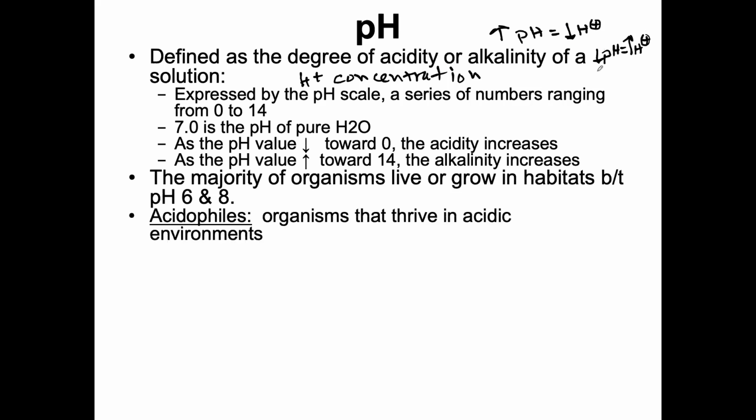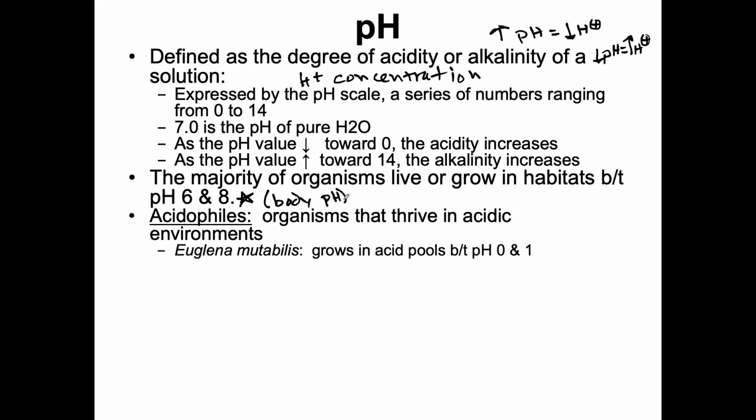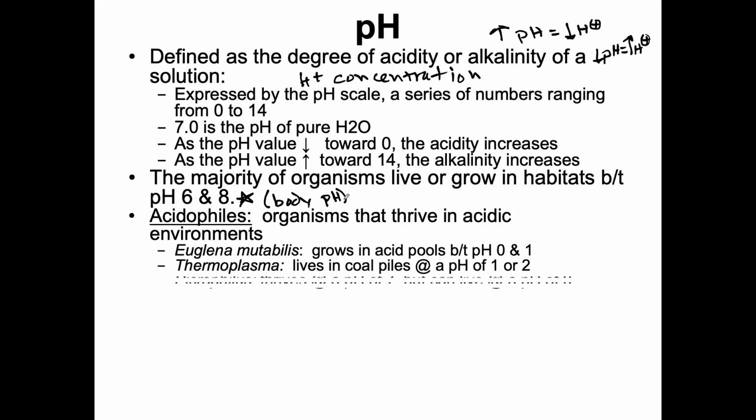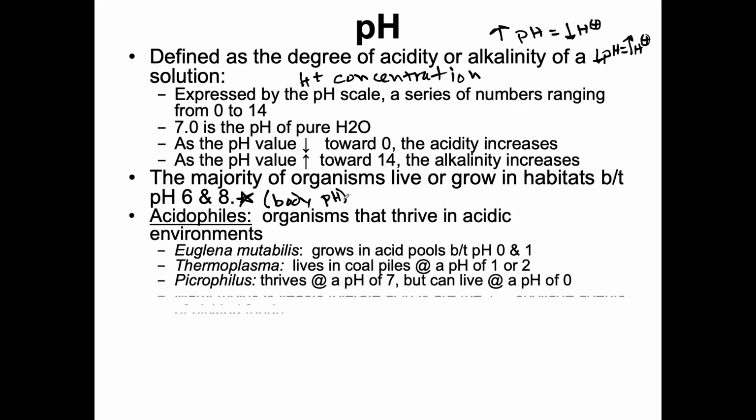The organisms that we're going to be interested in are going to grow between pH 6 and 8. Why? Because that's body pH. Acidophiles like acidic environments. Some euglenas can grow between 0 and 1. Thermoplasma lives in pHs of 1 or 2. Picrophilus can grow at 7, but can live to a pH of 0. And a lot of molds and yeasts tolerate acid and are spoilage agents of pickled food.